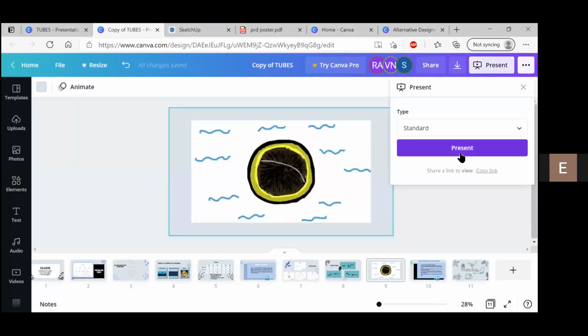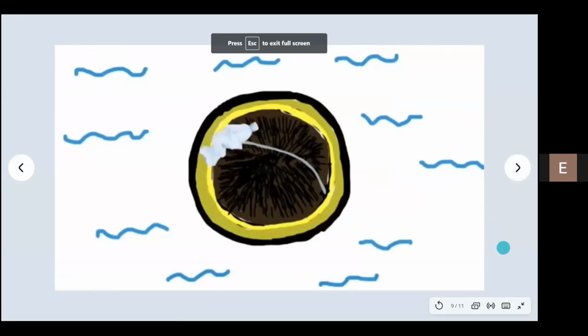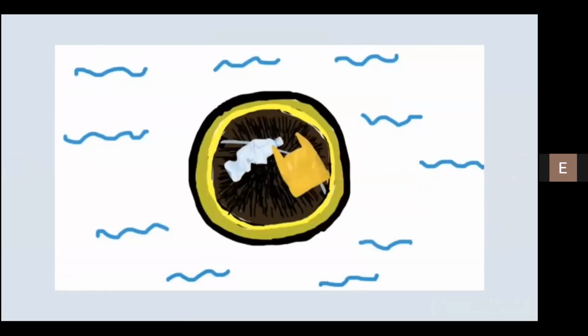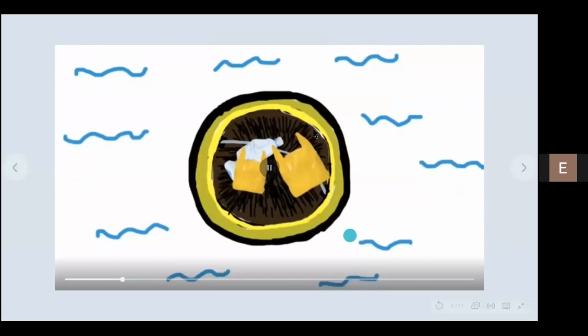And this is the simulation of our Seabin. The plastics will go here, trapped in the inner parts of the Seabin.